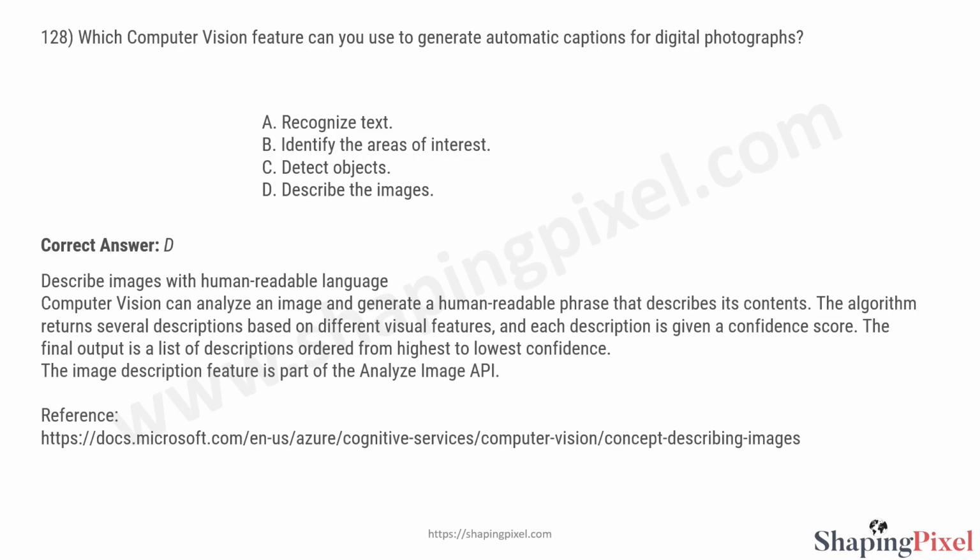Describe images with human readable language. Computer vision can analyze an image and generate a human readable phrase that describes its contents. The algorithm returns several descriptions based on different visual features, and each description is given a confidence score. The final output is a list of descriptions ordered from highest to lowest confidence. The image description feature is part of the Analyze Image API.